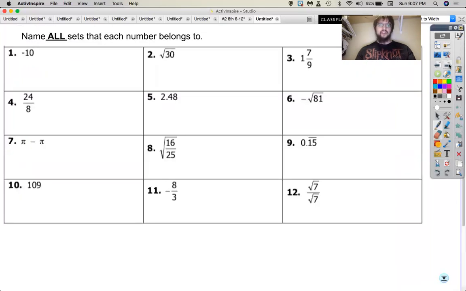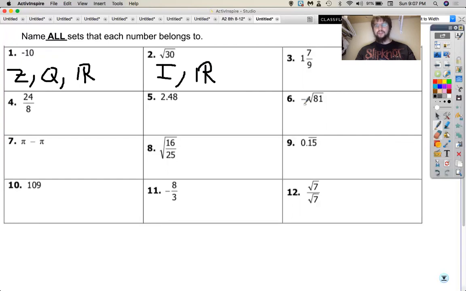Real quick, let's look at these. We're going to name all the sets that they belong to, and I'm just going to do very few of them. So it's a negative number, so that cuts out a natural number. But it still is an integer, and all integers are rational numbers, and all rationals are real numbers. That's a square root, but we have to simplify it first. Is square root of 30 nice? No, it's not, so this is irrational. But it's also a real number.